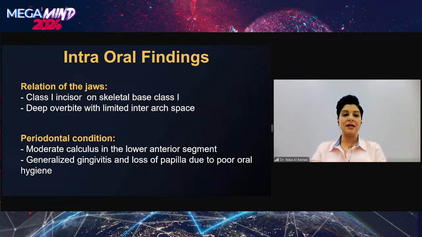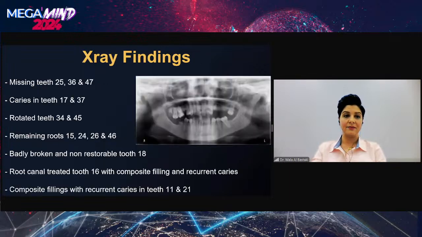Relationship of the jaws: class 1 incisor on skeletal base class 1, deep overbite with limited interarch space, as mentioned previously. We had moderate calculus in the lower anterior segment, generalized gingivitis, and loss of papilla due to poor oral hygiene in some areas. Here is the panoramic radiograph.